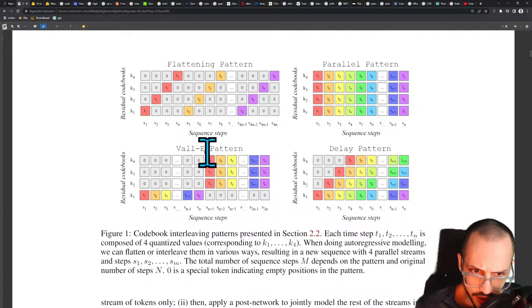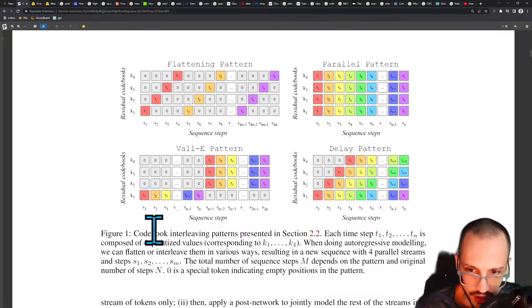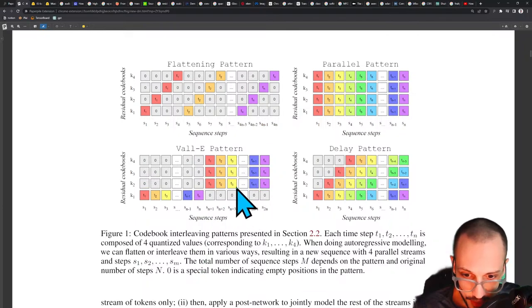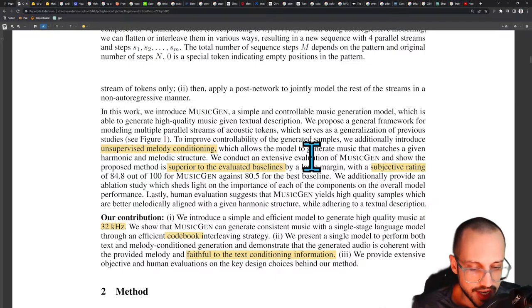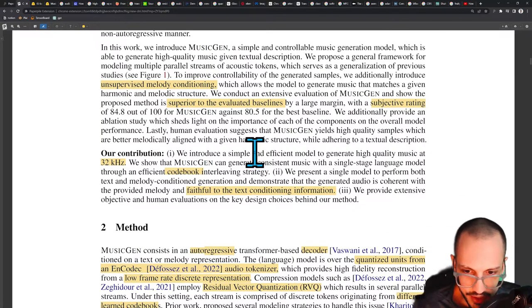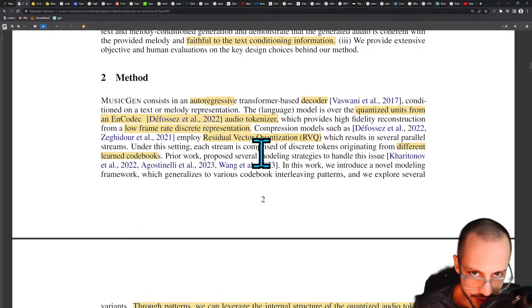This first code book is the most important. There's a couple different patterns that they have. They're calling these code book patterns, but basically it's just different ways of doing autoregressive modeling. And it's all about saving time, right? It's all about this trade-off between quality and performance.